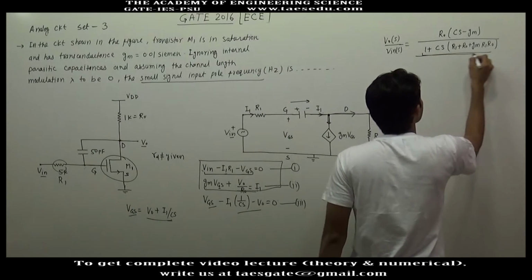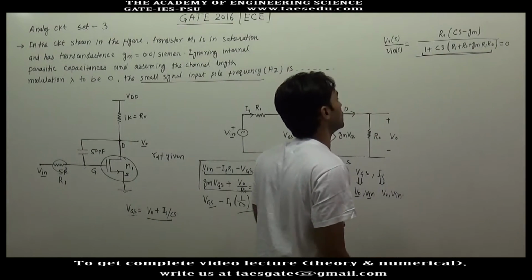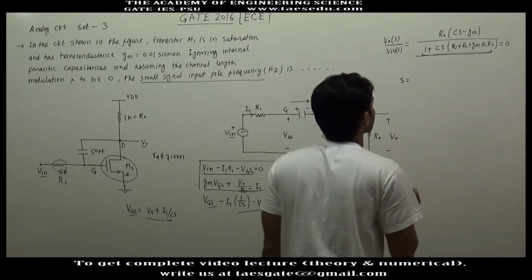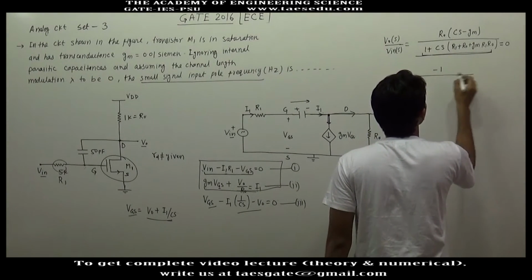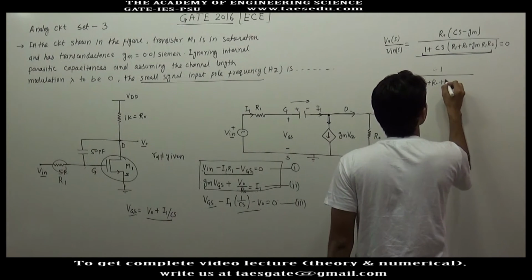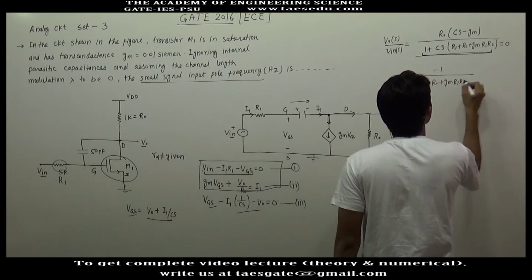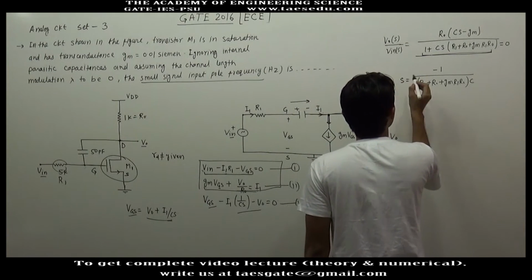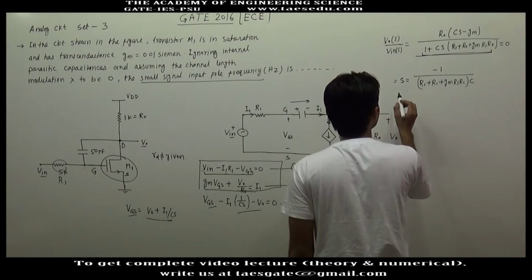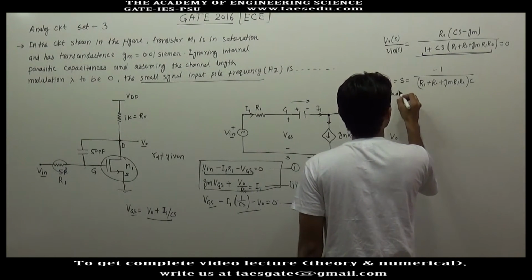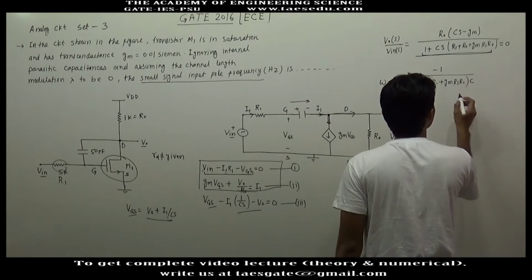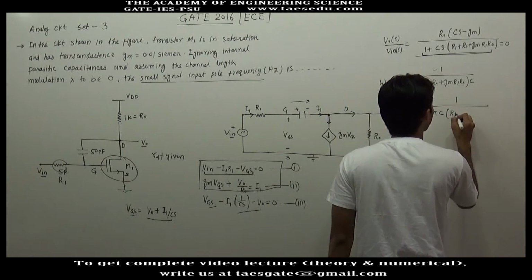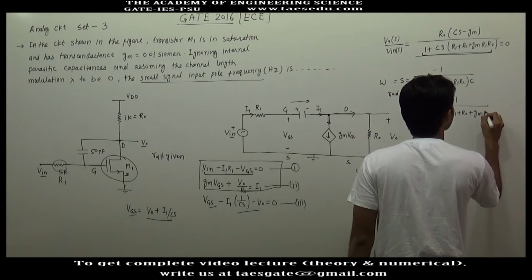Now equating the characteristic equation to 0, you can get the value of the pole. Pole is at s equal to minus 1 divided by (R1 plus R0 plus gm R1 R0) into C. So s is nothing but omega in radian per second. Frequency will be 1 divided by, you will have to divide it by 2 pi, C into (R1 plus R0 plus gm R1 R0).